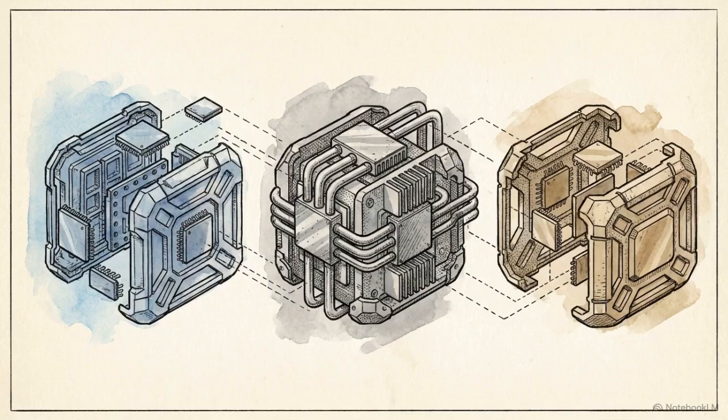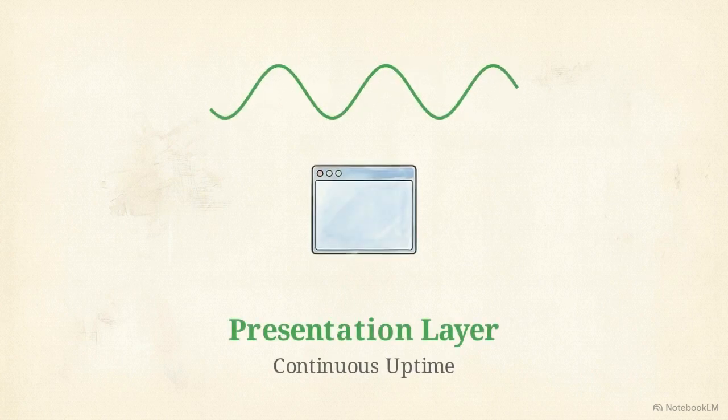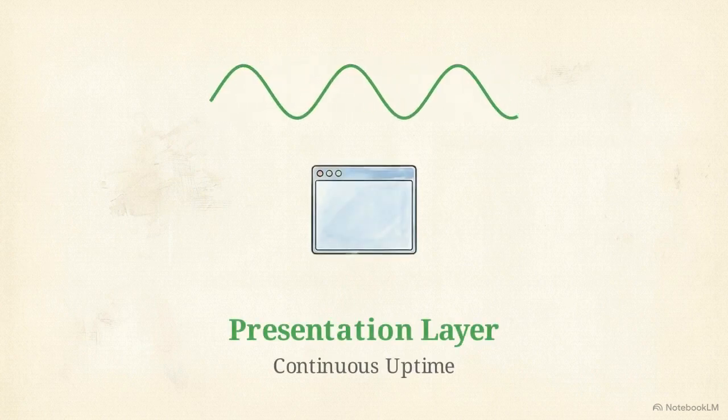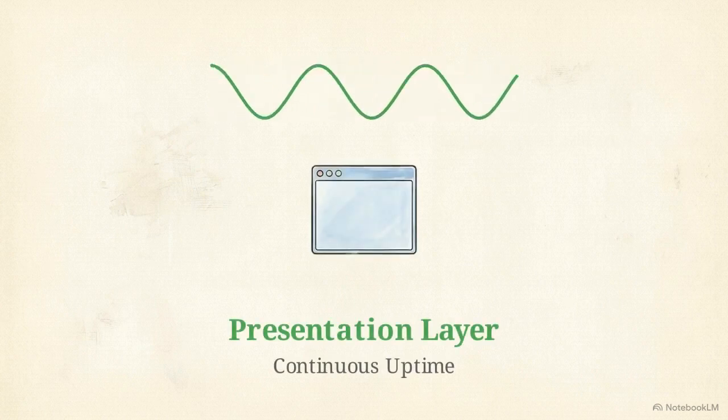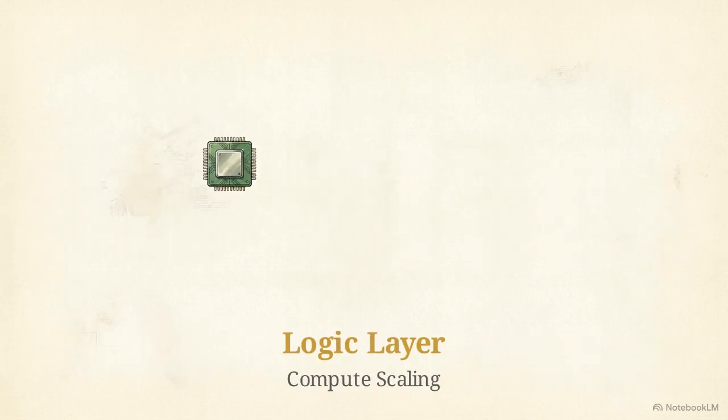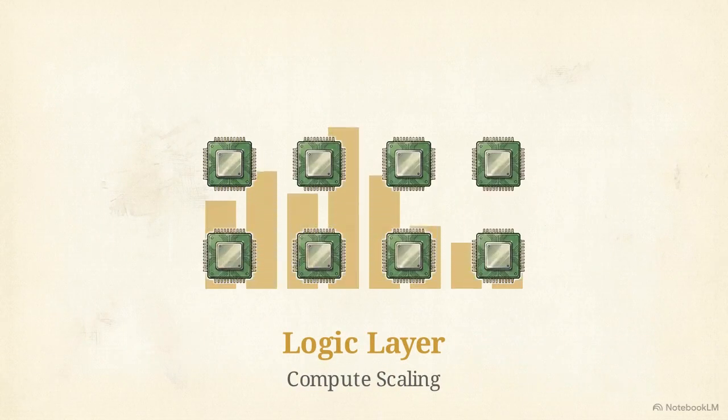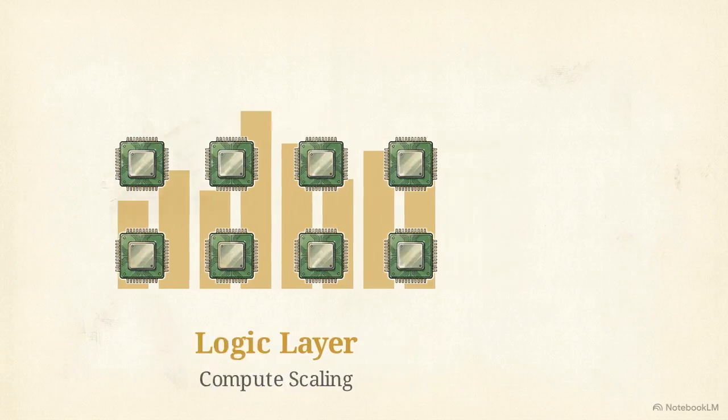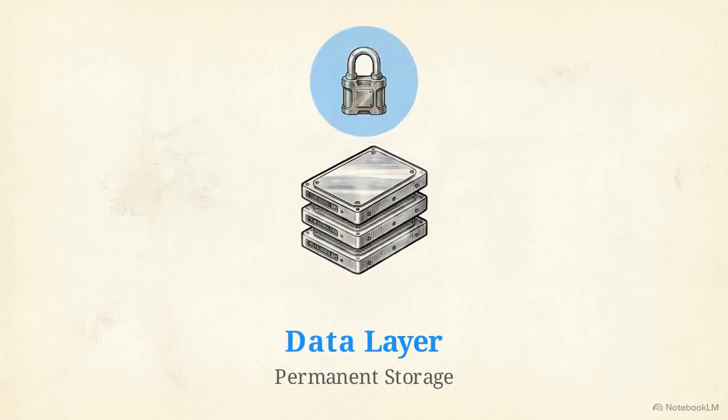The challenge lies in translating these three tiers into isolated, scalable units that can support the high compute demands of deep learning. The presentation layer requires continuous uptime to serve the website files, regardless of what is happening in the backend. The logic layer needs the ability to expand its compute capacity on demand to process machine learning tasks. And the database layer has a strict requirement for permanent, uncorrupted storage.